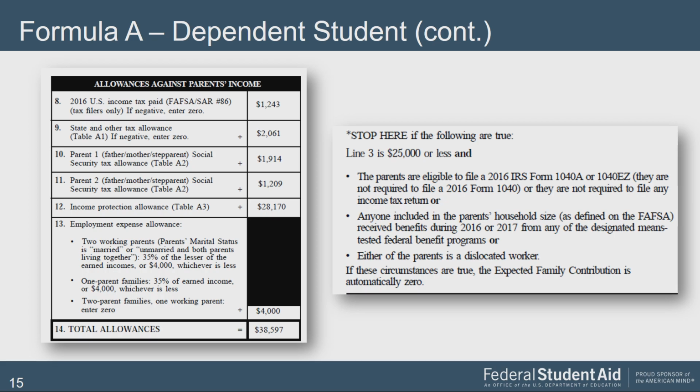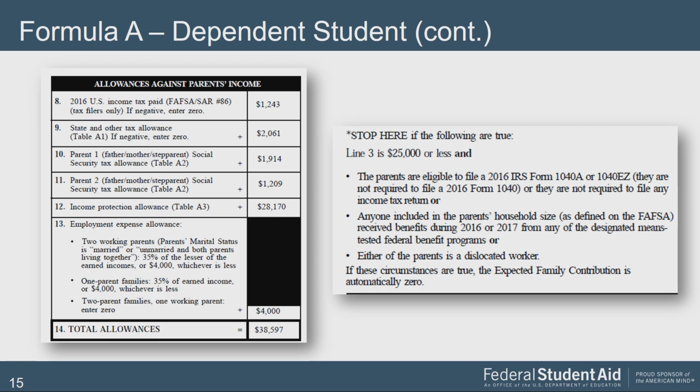Then we look at parent 1 and parent 2 to determine the Social Security tax allowance, and we use that income earned from work on the previous screen to calculate the amount of Social Security withholding that would have been taken out of each parent's income, up to whatever the maximum is. I'm not sure what it is, but it's not too much above 1914. I can't remember now what it is. But we acknowledge that there's Social Security tax withholding that comes out of people's pay.